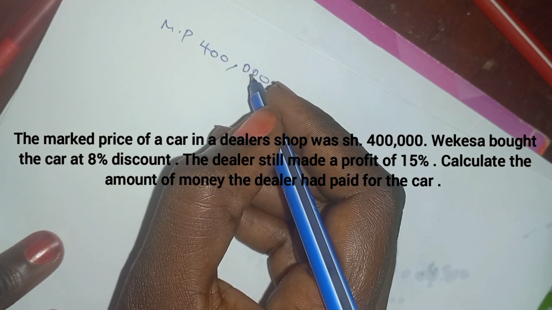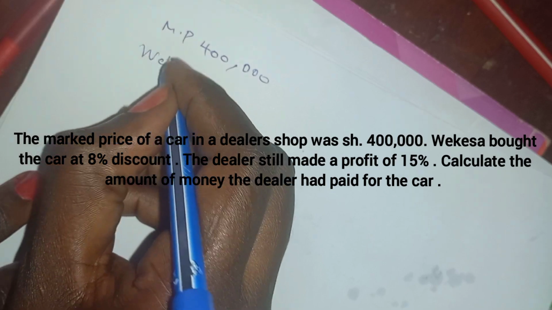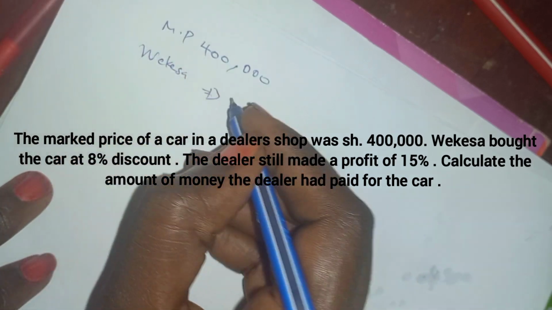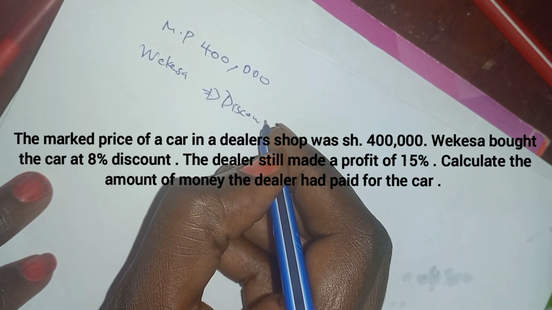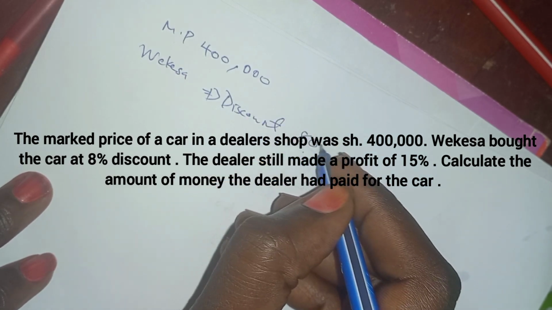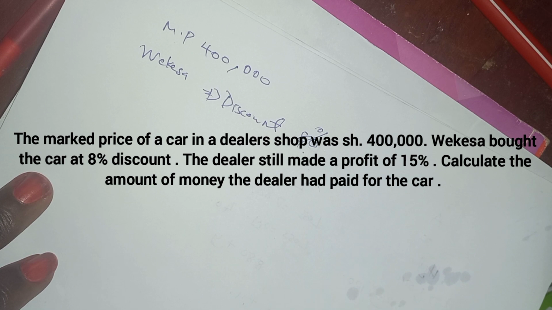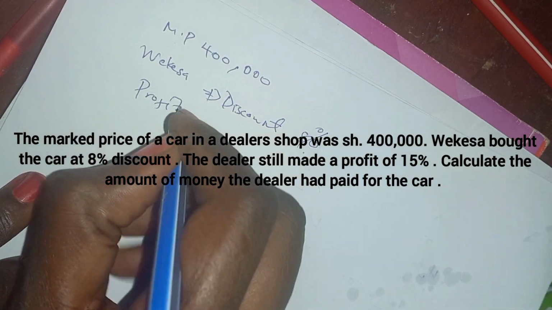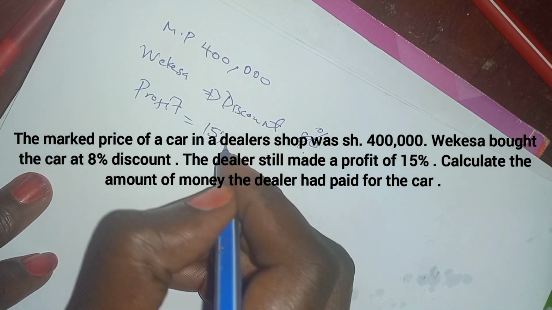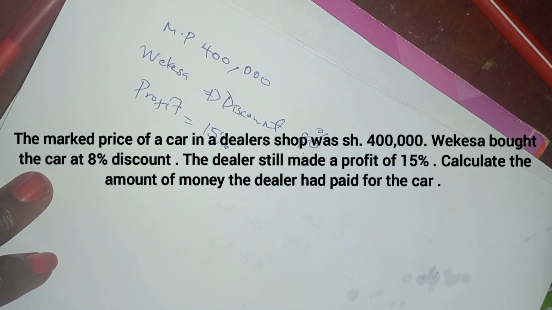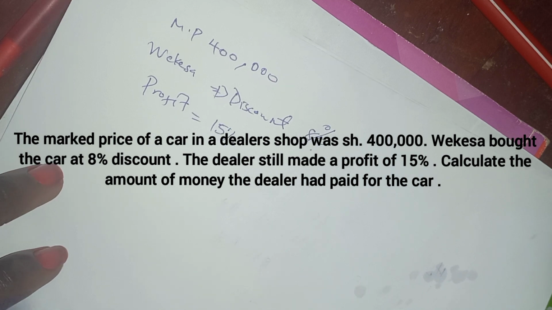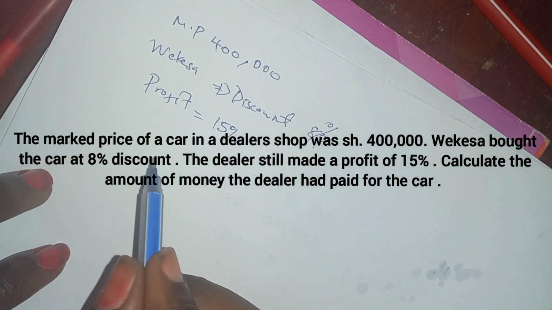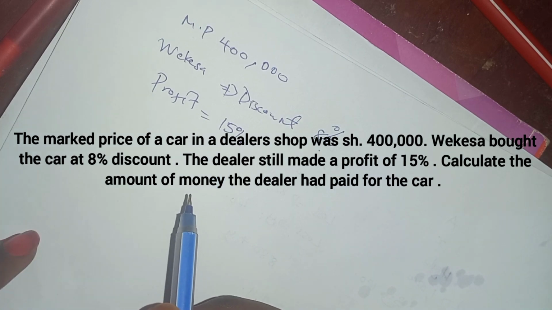Wekesa bought the car at 8% discount. So Wekesa bought the car at a discount of 8%. Sorry. The dealer still made a profit. The dealer still made a profit of 15%. Calculate the amount of money the dealer had paid for the car. So we calculate the amount of money that the dealer had paid for the car.